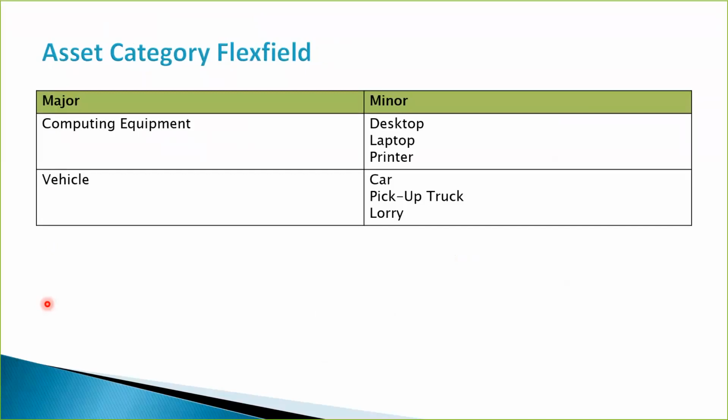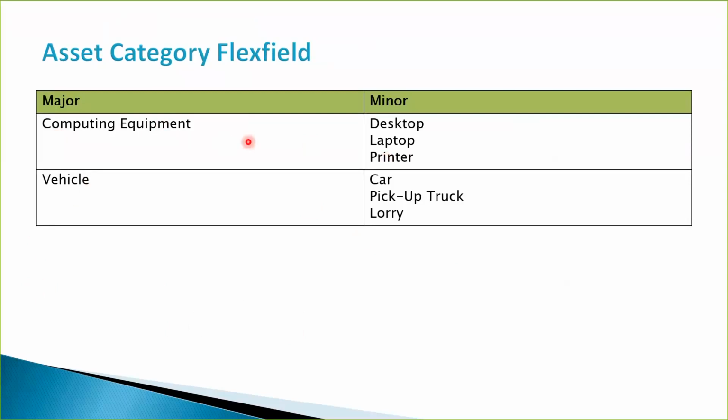That value set, for example, could contain these major categories of the assets you might have. You might have computing equipment, you might have vehicles, you might also have what? Maybe buildings, whereby you say you have warehouses, you have storage locations or stuff like that. And then you will have a minor segment whereby you can select the subcategories.